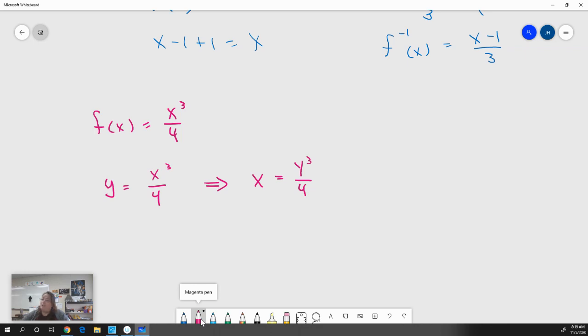Now, I have a 4 in the denominator. The best way to clear a denominator is multiply the problem by that denominator. So I'm going to multiply both sides by 4. And I get 4x equals y cubed, right? Because those cancel. And then the only thing I have left is the cube on that y.